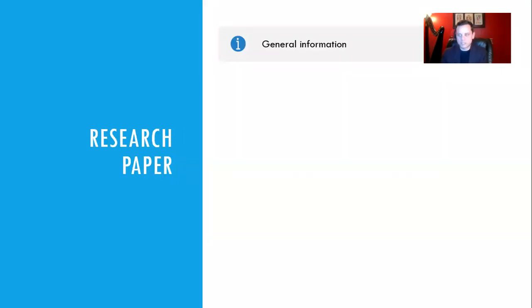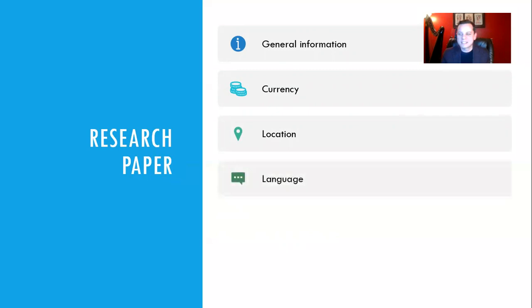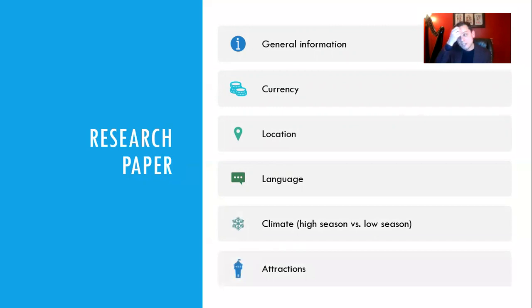For each of the cities, we'll research and explain general information, currency, which is another word for money. What kind of money do they use? Is it dollars? Pesos? I'm trying to think of the different currencies around the Americas. The location, of course, is very important for a geography class. Language, climate, remember high season versus low season, and attractions.